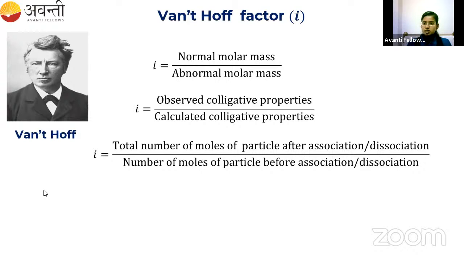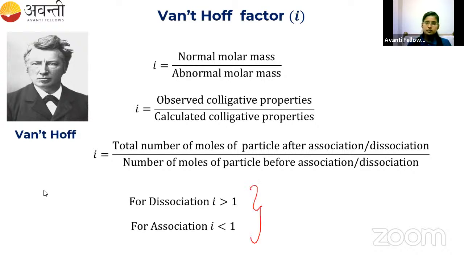For dissociation, the i value will be greater than 1, and for association, it will be less than 1. So you have to keep these two things in your mind. And you have to memorize these formulas. That's all. Values will be given. You just need to substitute. That's all. Clear for all of you?